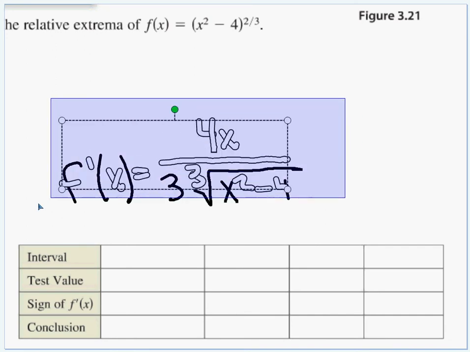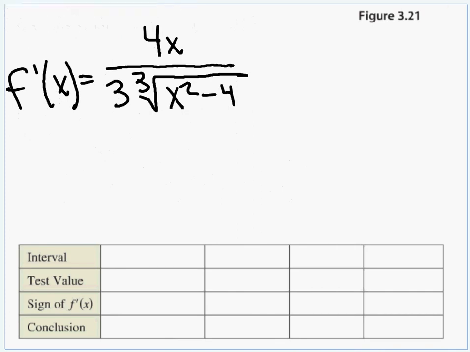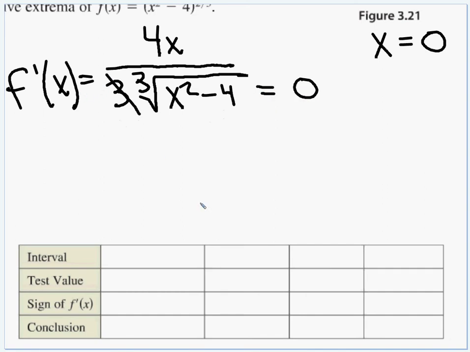Okay, and again, now to find the critical numbers, we set our numerator separately equal to 0. So 4x equal to 0 gives us x is 0. Now to get the denominator equal to 0, we'll divide out the 3, so the 3 is gone. We'll cube root both sides. 0 cubed is 0. So we're left with x squared minus 4. Add the 4, take the square root. We get plus and minus 2. X equals plus minus 2.